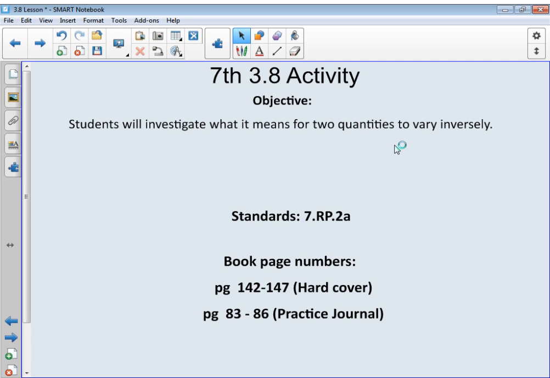This is 7th grade lesson 3.8 activity. The objective for this activity is students will investigate what it means for two quantities to vary inversely. The standard covered in this lesson is 7.RP.2.A.